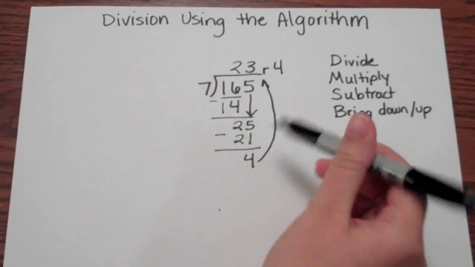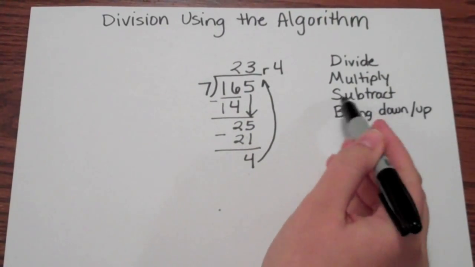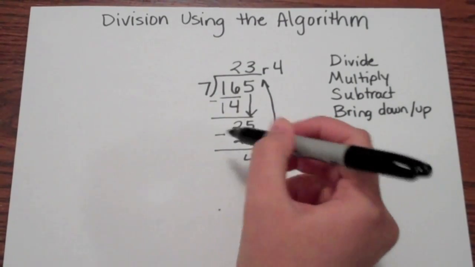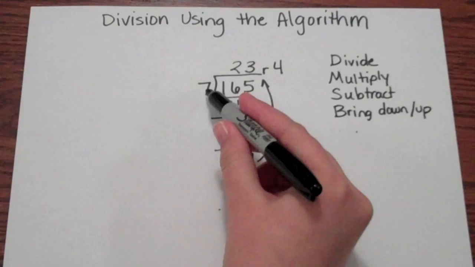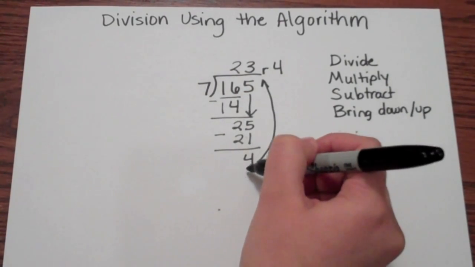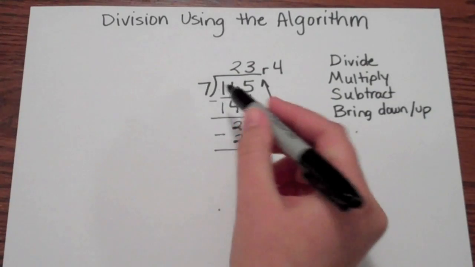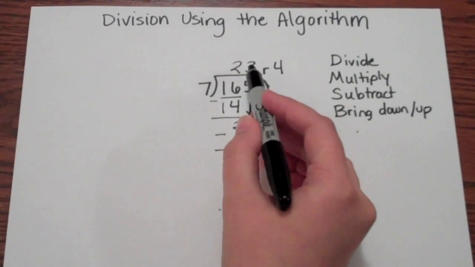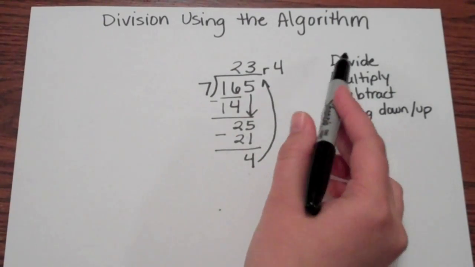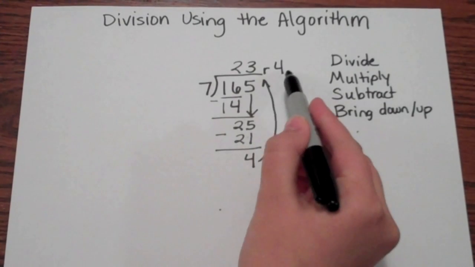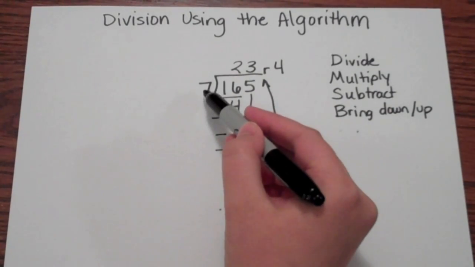Let me pause to say that if you get to this step, subtract, and you end up with a number that is greater than your divisor, if you end up with a number like 8 or 9 or 10 where you could take out 7 again, your problem was that you didn't take out 7 enough times up here. You need to go back to your division step and try that again. Your remainder should never be more than your divisor.